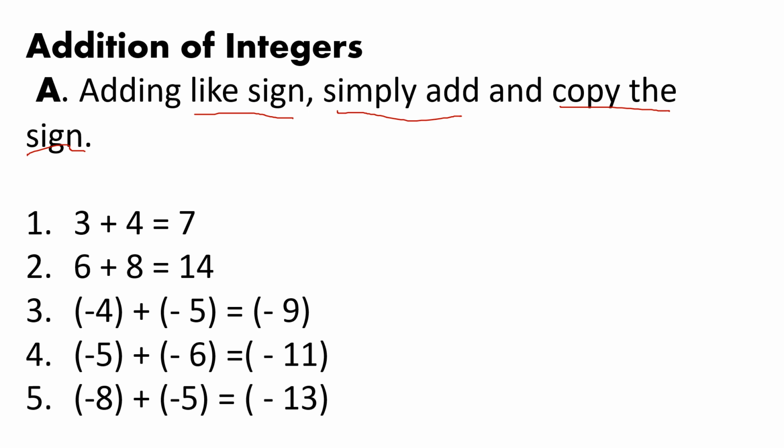Okay. Negative 8 plus negative 5. Still, they are both negative. So simply add 8 plus 5, that is 13. Their sign is negative. Therefore, the answer is negative 13.